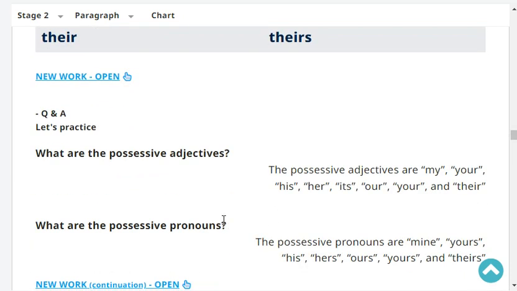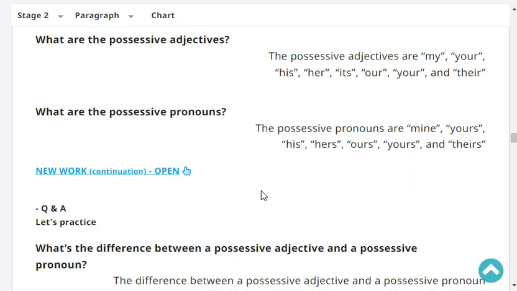Okay, next. What are the possessive adjectives? The possessive adjectives are my, your, his, her, its, our, your, and their. What are the possessive pronouns? The possessive pronouns are mine, yours, his, hers, ours, yours, and theirs. Very good.